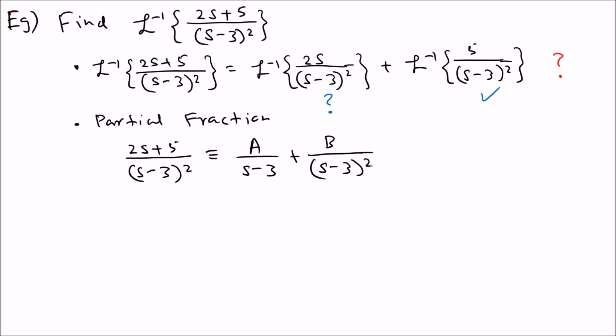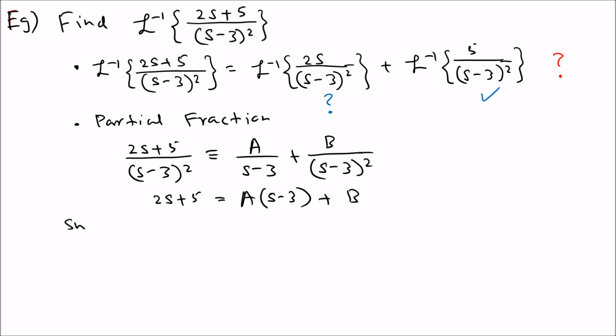That's what you get. Now what we do is we multiply by the common denominator, so this is going to be 2s plus 5 equals A, the missing term is s minus 3, plus B. And then we're going to use the substitution technique, so we're going to say s equals 3.